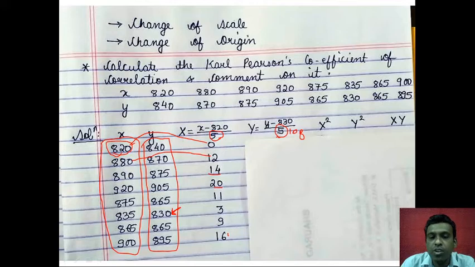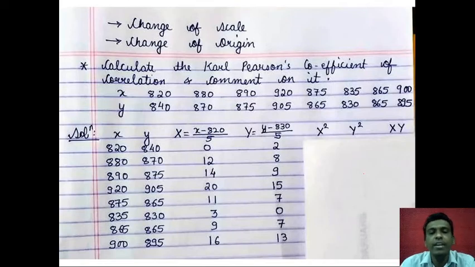It does not mean that this denominator and this denominator need to be same. It can be different also. But the only thing is, all these values which are there in the numerator have to be completely divided by this number. Any number you can take. So again the same procedure: 840 minus 830 is 10, divided by 5 is 2. 870 minus 830 is 40, divided by 5 is 8, and so on. So once you do all these things, you will get values like this.